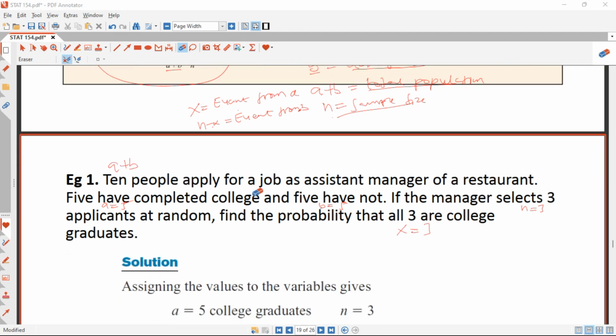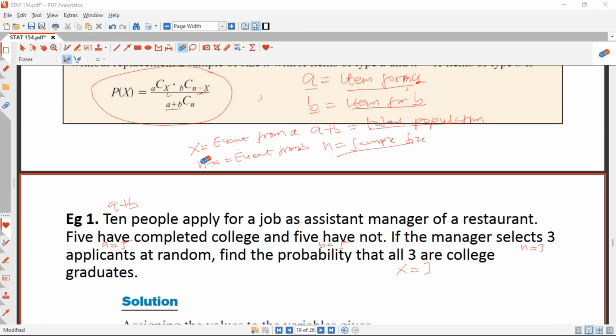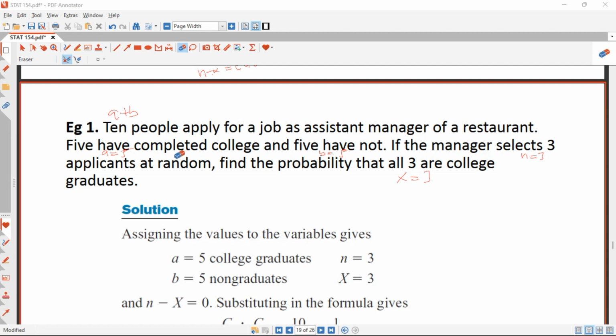And then let's apply that to solve a certain question, right? So question 1 says: 10 people apply for a job as assistant manager of a restaurant. 5 have completed college and 5 have not. If the manager selects 3 applicants at random, find the probability that all 3 are college graduates, right?